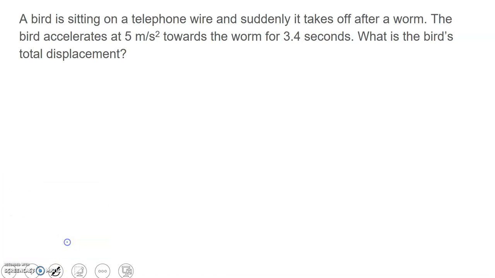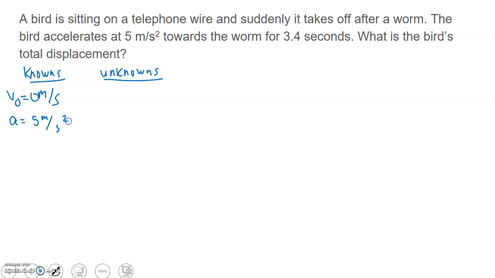Starting with our knowns and our unknowns. The bird is simply sitting on the telephone wire, so the initial velocity is equal to 0. The acceleration is 5 meters per second squared, and it takes the bird 3.4 seconds to get to the worm. The unknown is the displacement.